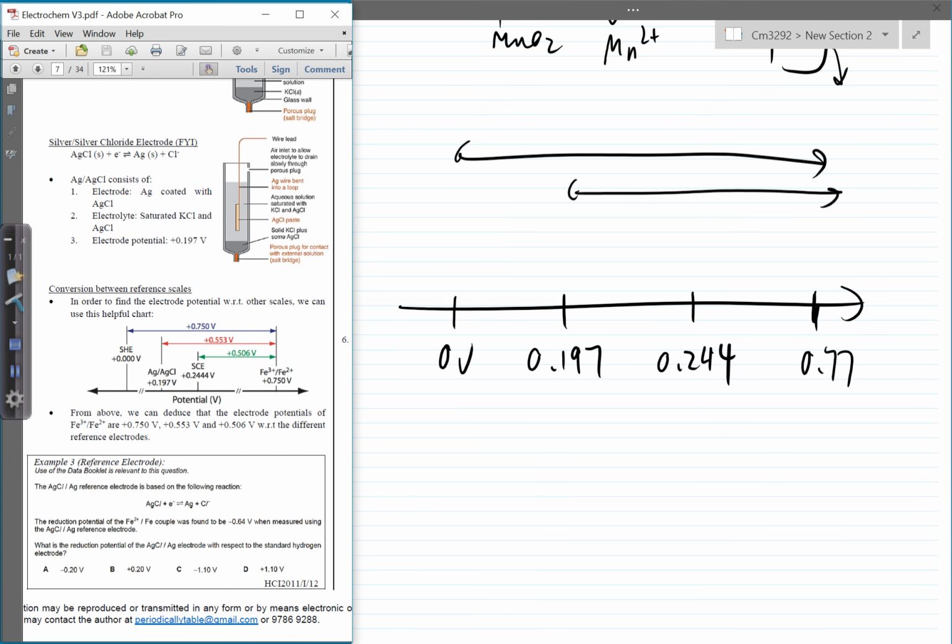And why do I put this in? It's because it's tested, of course. It was tested before, right? This is a prelim question. It says that the AgCl reference electrode is based on the following reaction. They will of course give you that. So the reduction potential of the Fe2+/Fe was found to be -0.64 V when measured using the AgCl/Ag reference electrode. So what is the reduction potential of it with respect to the standard hydrogen electrode? So you can just draw a number line if you're confused and calculate it, right?